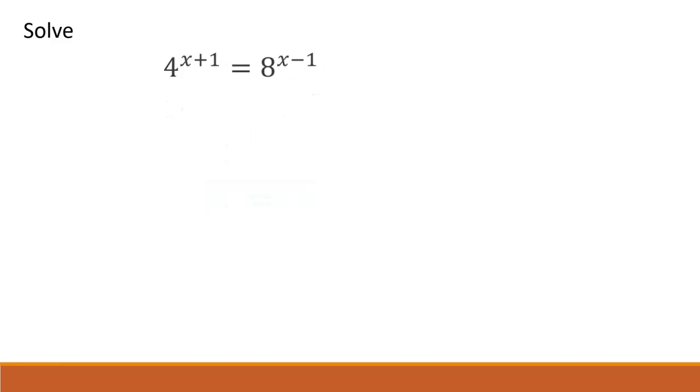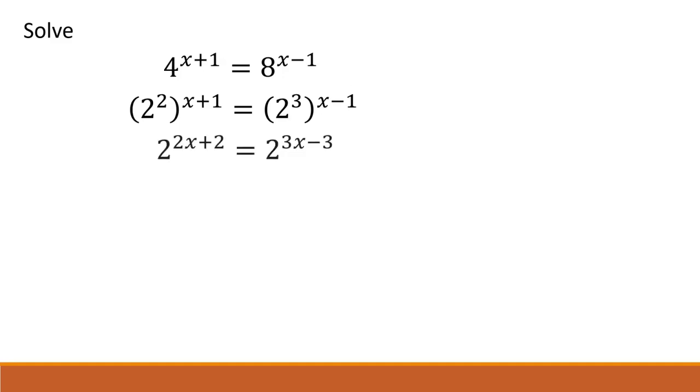Our next exponential equation has exponential expressions on both sides of the equal sign. The bases 4 and 8 are different, but we can rewrite each of those bases as a power of 2. So 4 is 2 squared, and 8 is 2 to the third power. Now we'll use a property of exponents. Since we have a power to a power, all we have to do is multiply the powers.